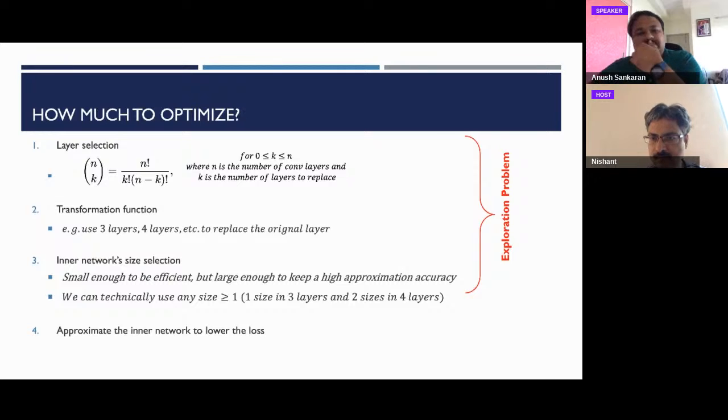So the important question is how much to optimize without compromising the accuracy, right? And this becomes an exploration problem. In this exploration problem, we do what we call layer selection. For each selected layer, which we call a bottleneck, we use a transformation function to replace the original layer. In simple terms, it is something like this.